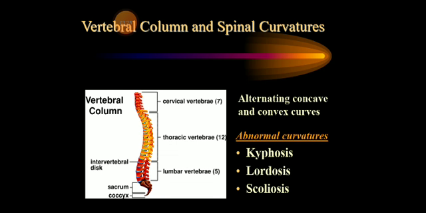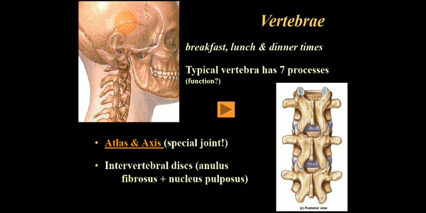Concave and convex curves are there, and there can be abnormal curvature. The vertebral column is also known as the backbone, and along with that there are special vertebrae having processes. In that, first we have the atlas and axis. These show a special joint, and the intervertebral disc is also present.